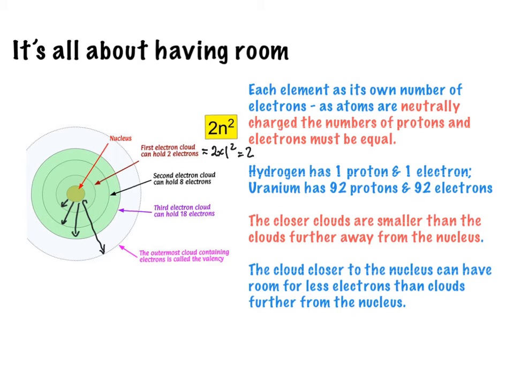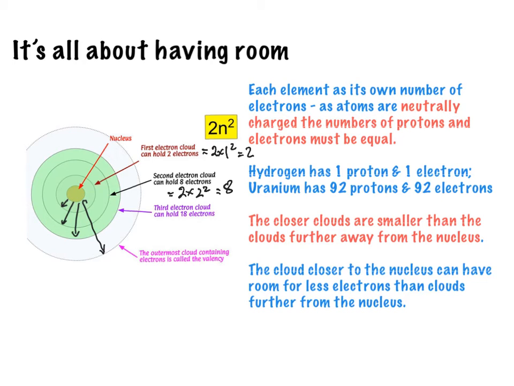Right, let's look at the next shell. The next shell is number 2. So that's going to be equal to 2 times 2 squared. Now, 2 squared is 4, and multiply that by 2 is 8. That's where the 8 comes from.